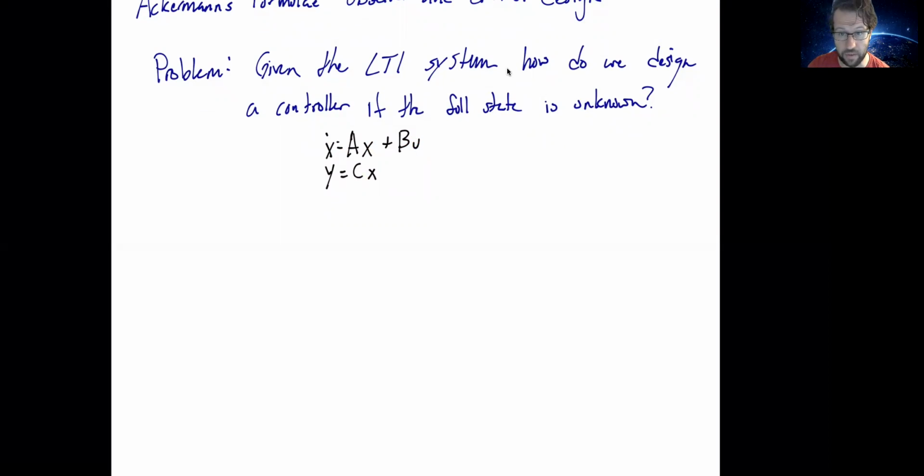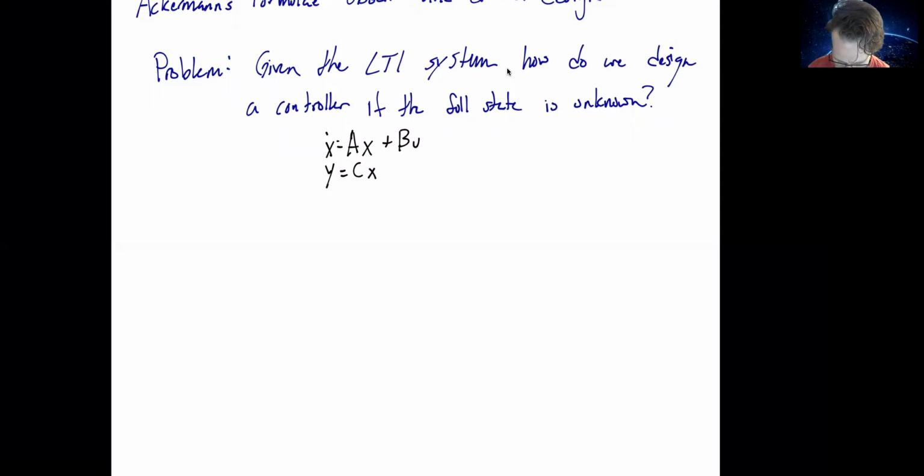how do we design a controller if the full state is unknown? We can only measure and observe u and y. How do we reconstruct the state to then provide us enough details that we can design a controller around to then inject into our system to drive the process that we want to drive? And so this is where the idea of state estimation comes in, or state observer design.